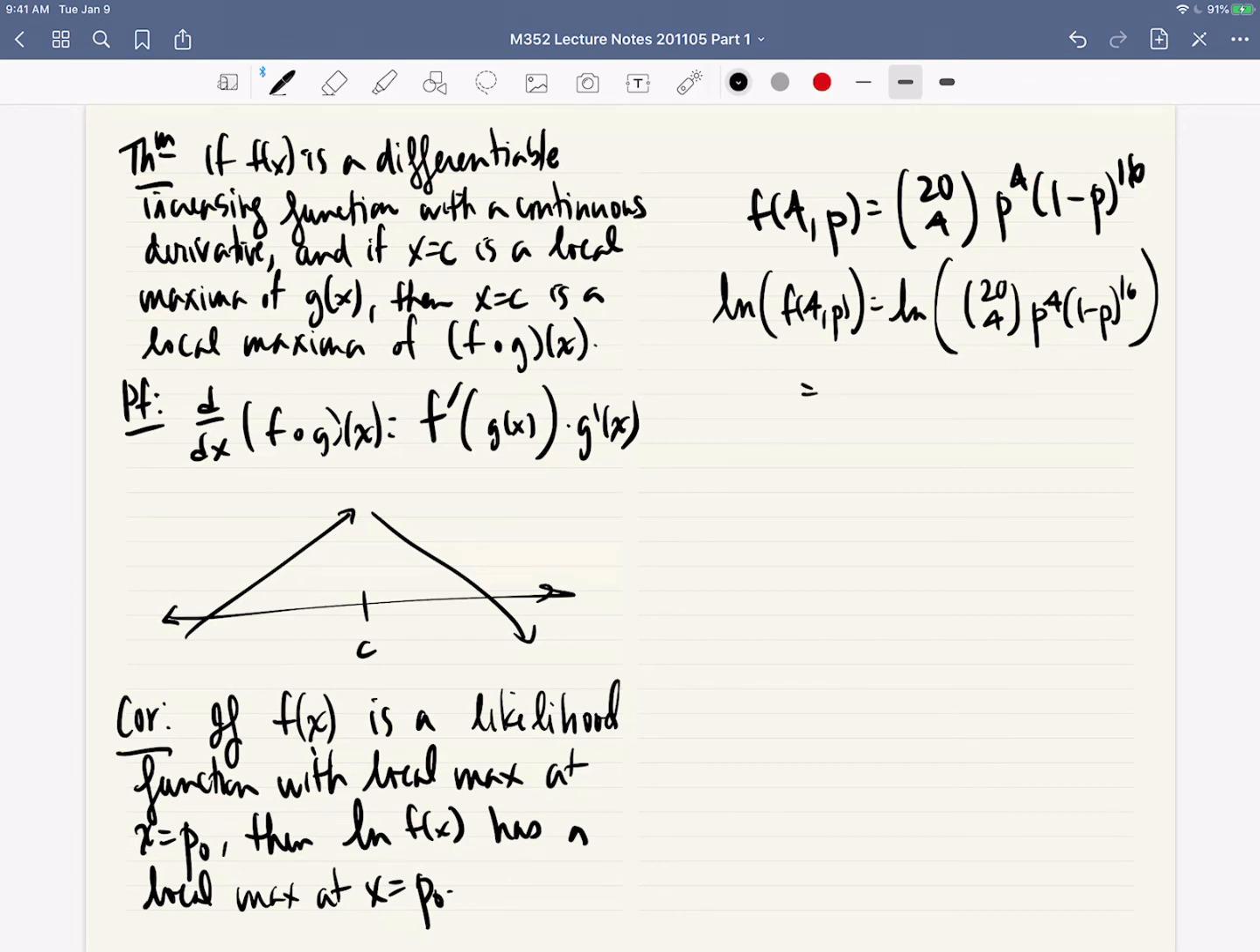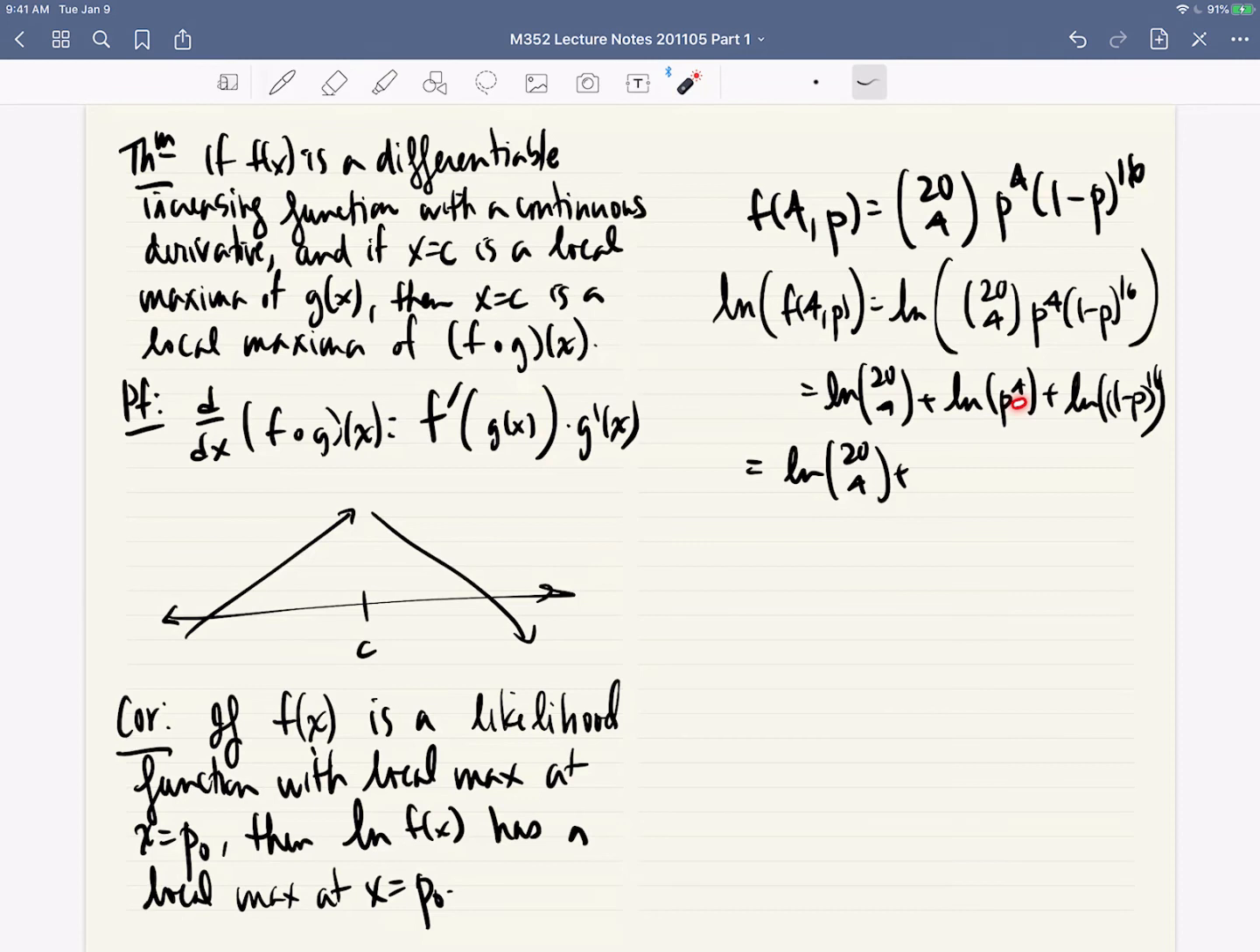So using the properties of logarithms, the logarithm of the product is the sum of the logarithms. So we can write that. And also, logarithms do cool things with exponents. So by properties of logarithms, this exponent comes down as a coefficient. So I can say this is 4 times log p, and this is 16 times log 1 minus p.